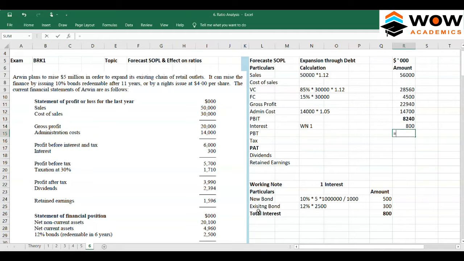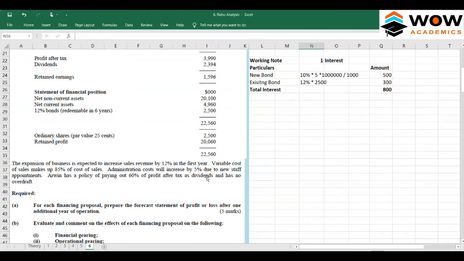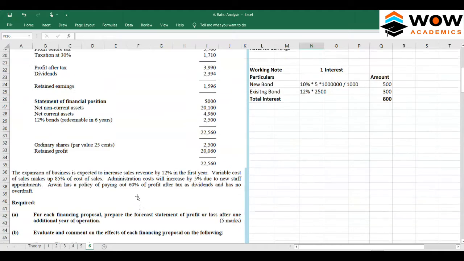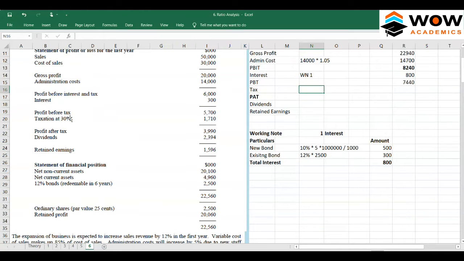So we can compute our PBT, and then we can find out the tax. The tax is 30%. Tax is not given here, but it is given elsewhere. Tax is 30% of this number.